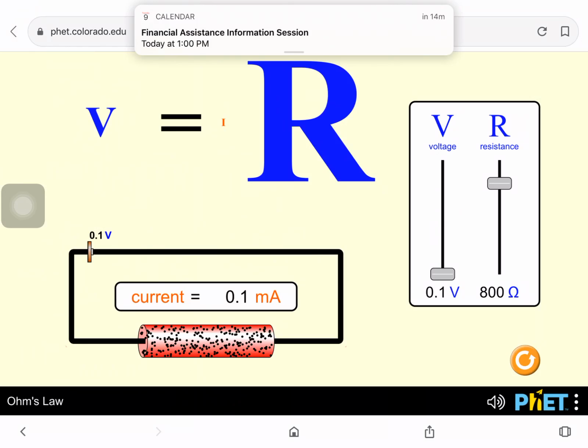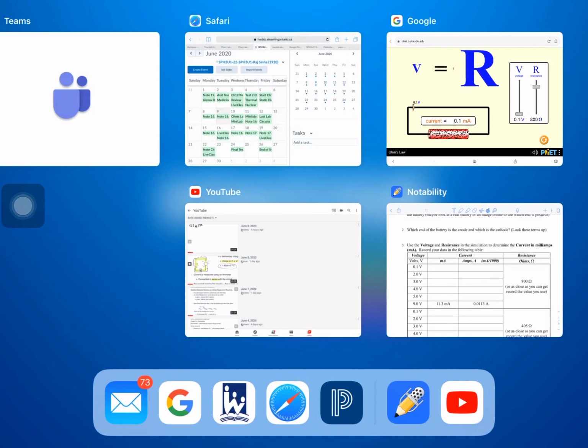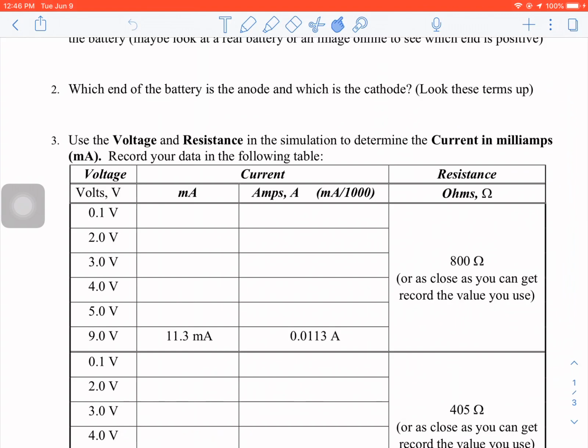Now, if I go back to my worksheet here, you can see that I've done the first one for you. Once you've got your currents done in milliamps, you're going to convert them to amps. So again, remember, amps are milliamps divided by 1,000. So my 11.3 milliamps is 0.0113 amps. It should take you just a couple of minutes to do all of this.